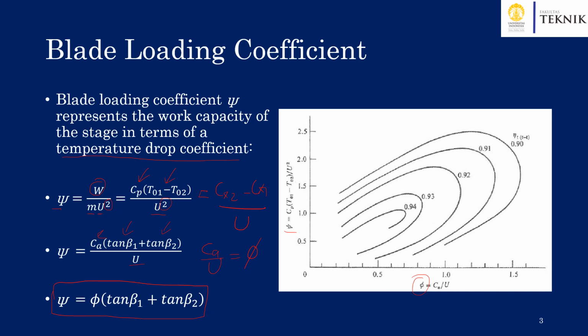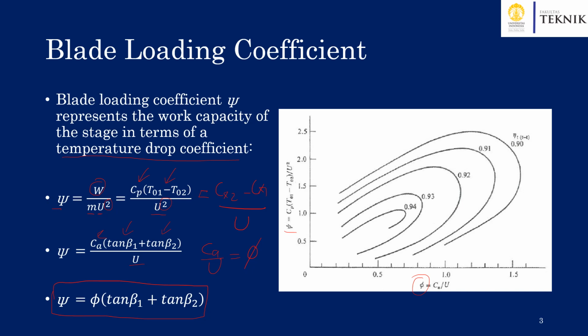Another thing to keep in mind is that a low value of blade loading coefficient means that a small amount of work is done per stage. So a low value of blade loading coefficient represents a small amount of work being done for each stage. As the value of the blade loading coefficient is small, it is necessary to increase the number of stages in an axial turbine to increase the power output.